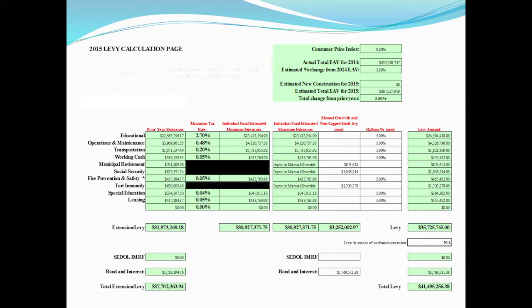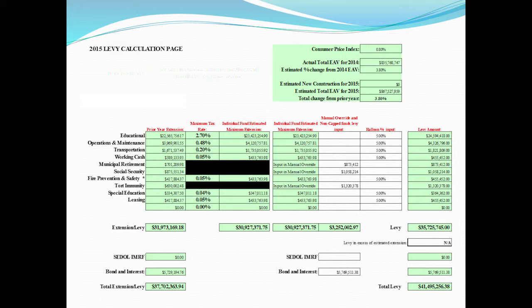So the levy amount in the ed fund here is $24.5 million. But in reality, we know we're only going to get 23.4. We're just hoping that we can get that 24.5 to really help us pay for our expenses that we have coming.